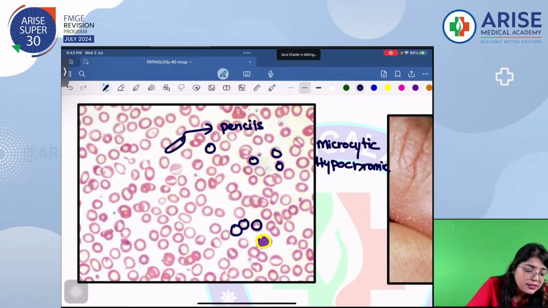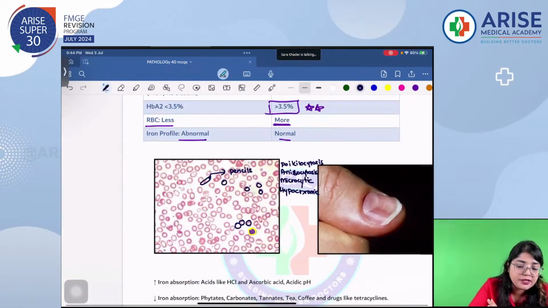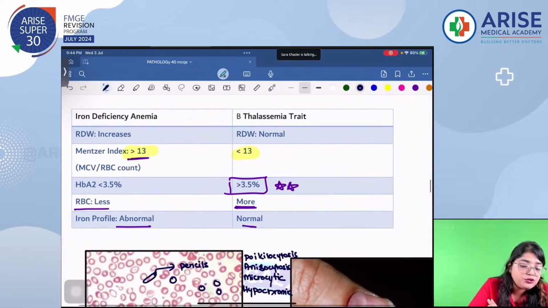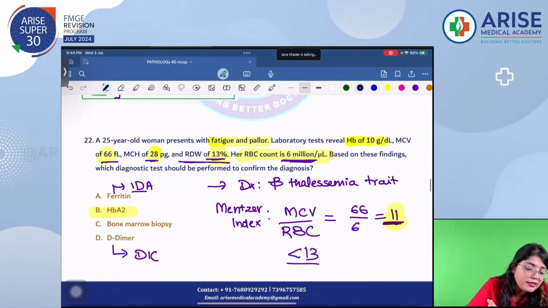So you also see poikilocytosis, right? A variation in shape, which is poikilocytosis, while a variation in size is anisocytosis. So both are seen in iron deficiency anemia. So because of that, RDW should actually increase, while in thalassemia trait, it is normal. Look at the question again. RDW was normal here. Okay?